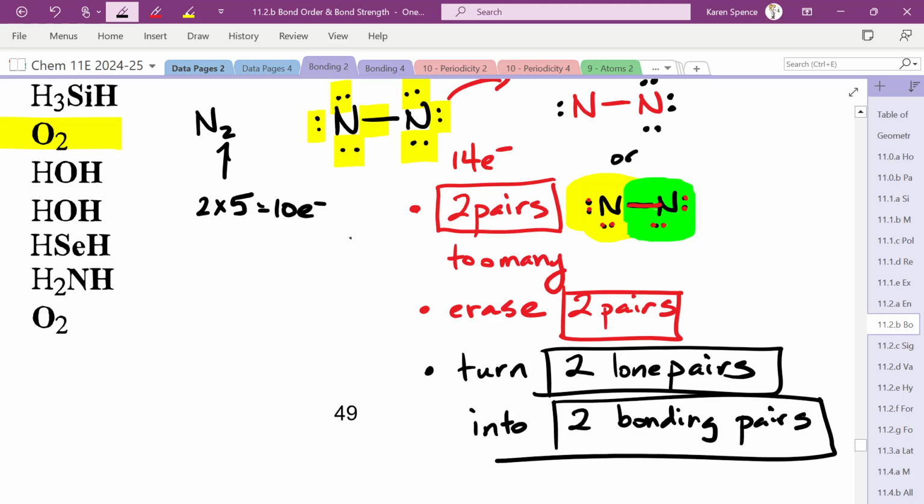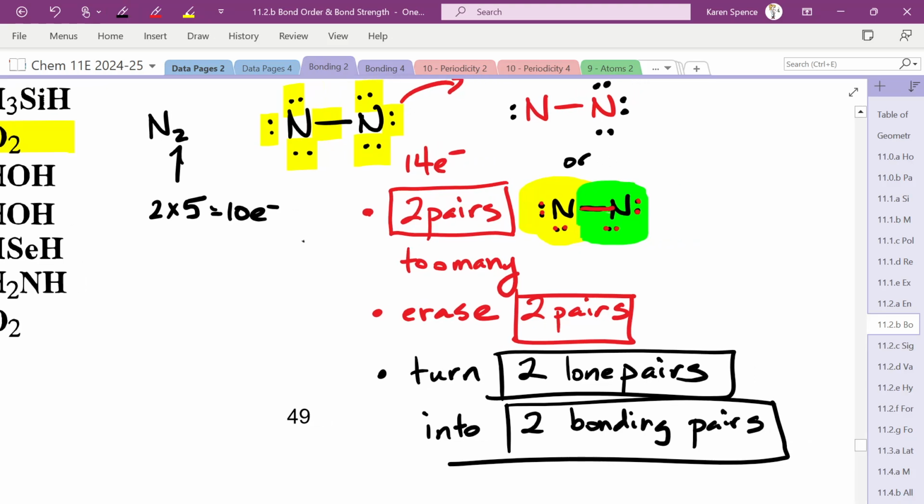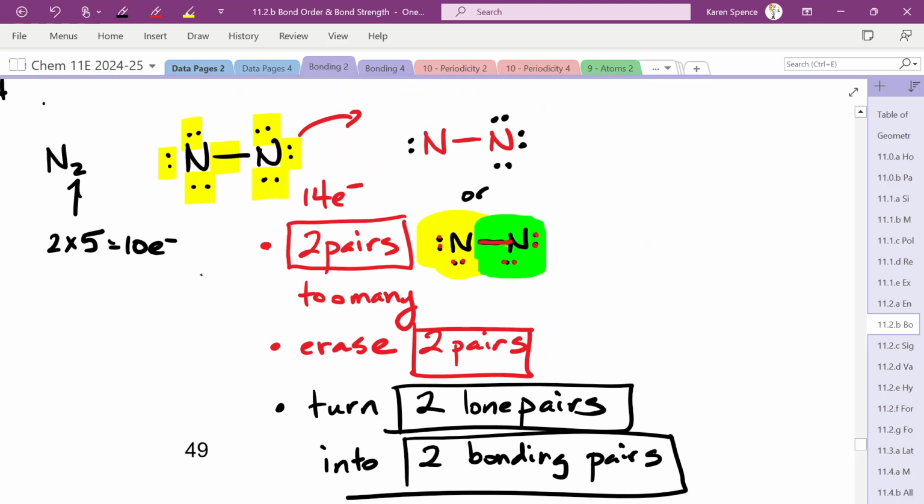Wait, technically, so you can just erase 2 pairs. Well, yeah. So normally what I would do is I would say, okay, I'm going to bring these guys into the middle and make them a bonding pair.